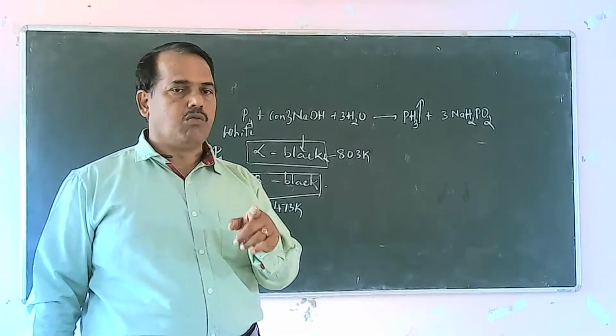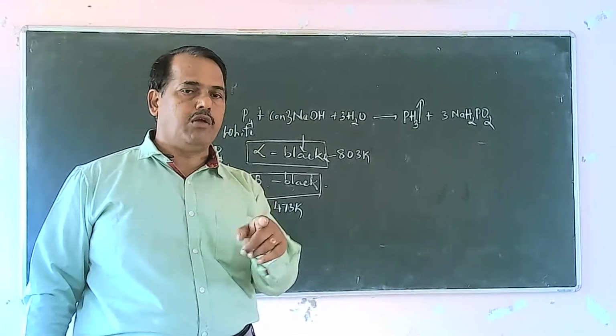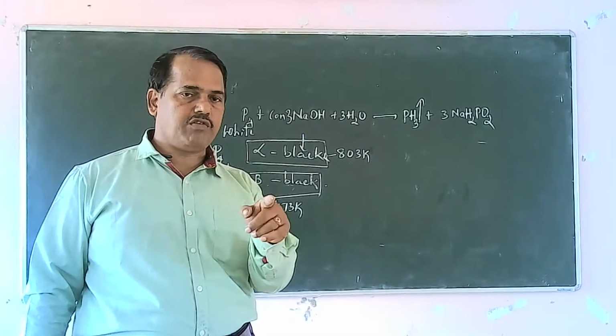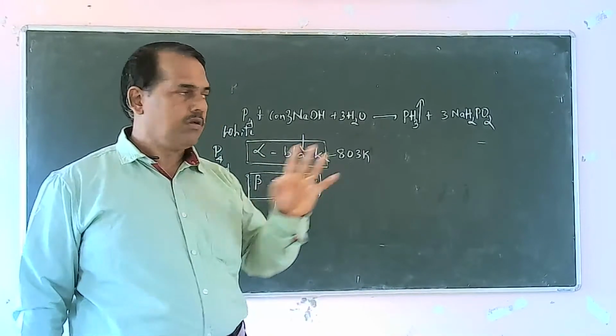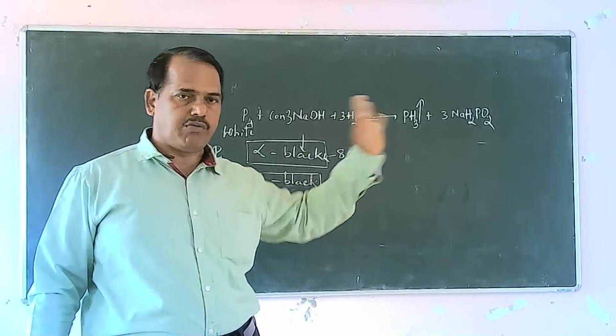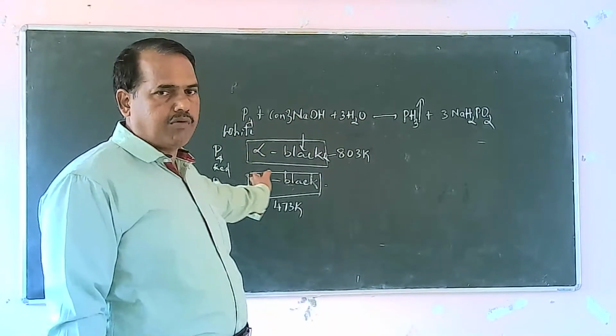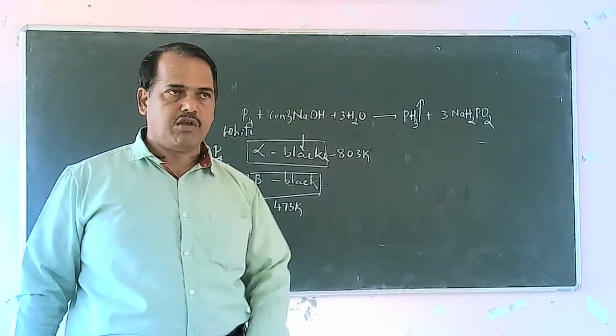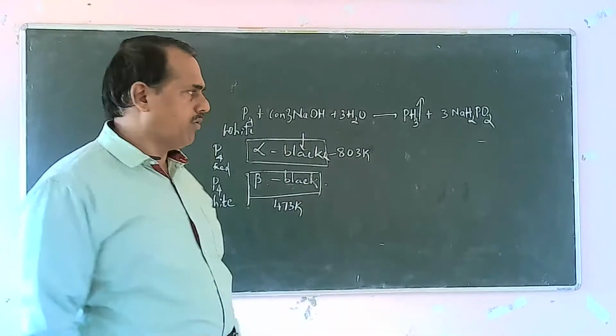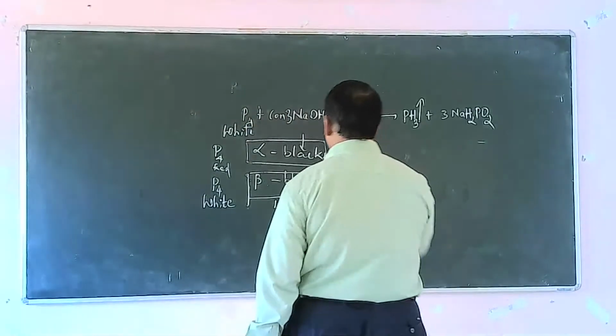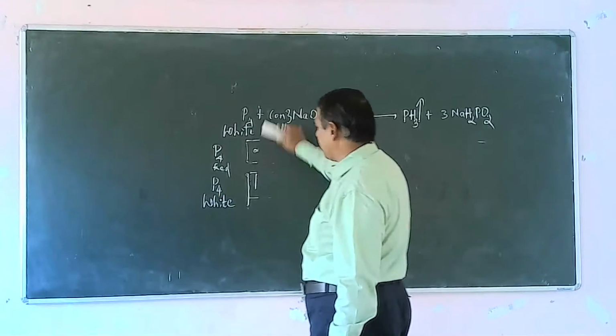Okay, students, what you understood, I am going to tell you repeatedly. In phosphorus, you studied white phosphorus and red phosphorus, and again alpha black phosphorus and beta black phosphorus. You have to study another important compound of phosphorus, which is phosphine gas.